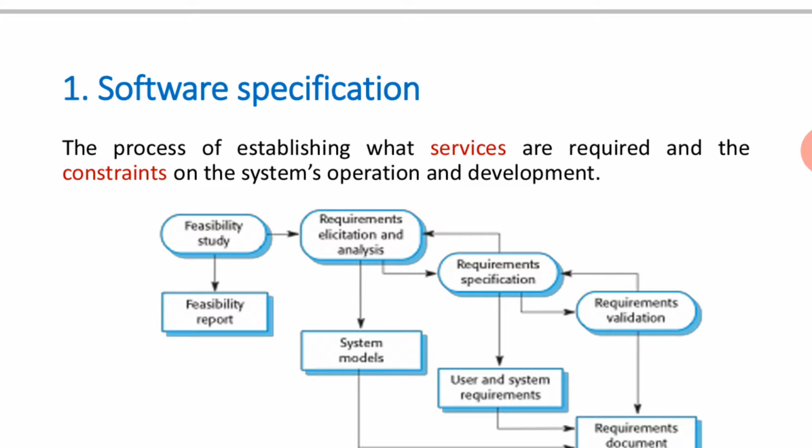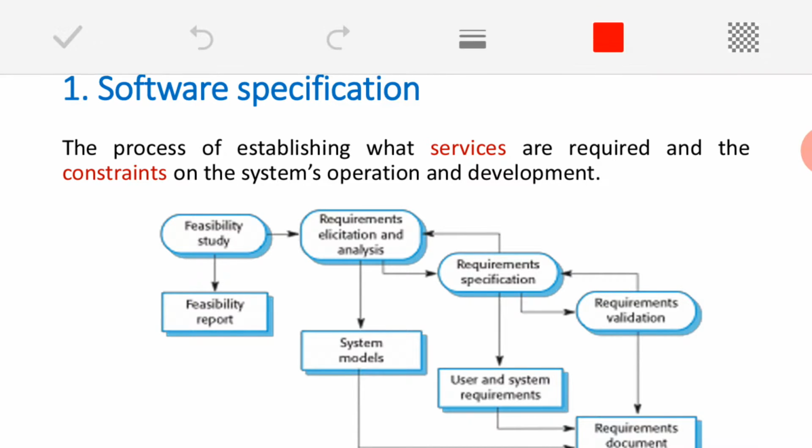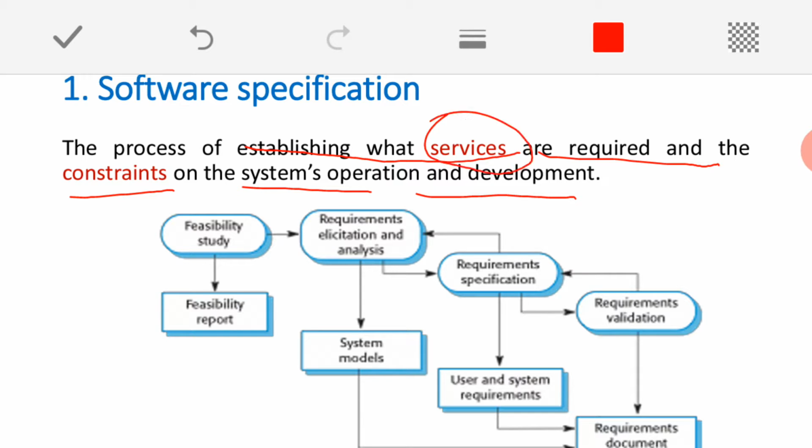Just have a look at the definition here. Software specification is the process of establishing what services are required and the constraints on the system's operation and development. Basically, it is a process of establishing what services are required for the end user. Services are nothing but the functionalities that the software is supposed to provide. Along with the services, another important thing we need to establish is the constraints.